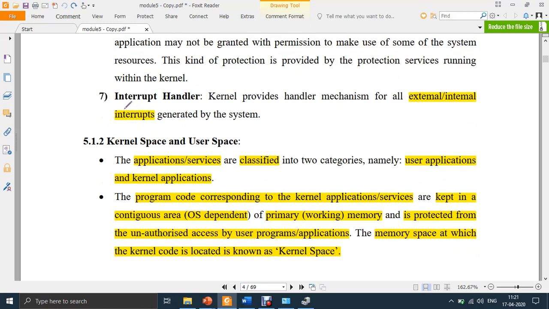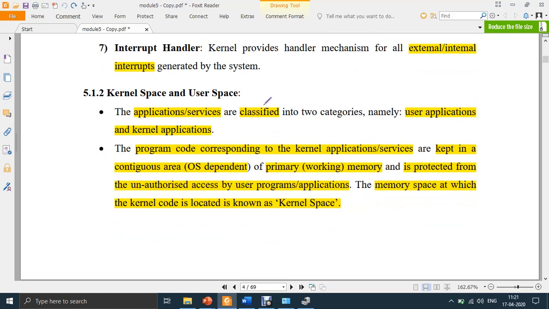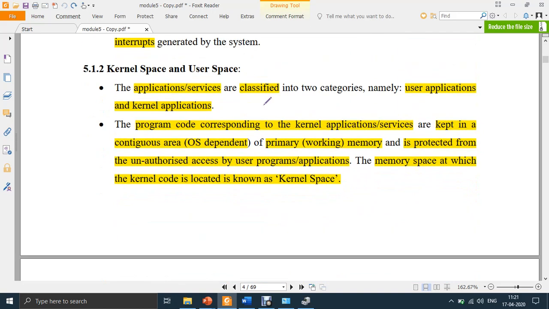Next is the last service, interrupt handling. That is the last service provided by the kernel. The kernel provides a handler mechanism for external and internal interrupts generated by the system, that is, how to handle the generated interrupts. Next we will move on to kernel space and user space. What do we mean by kernel space and user space?